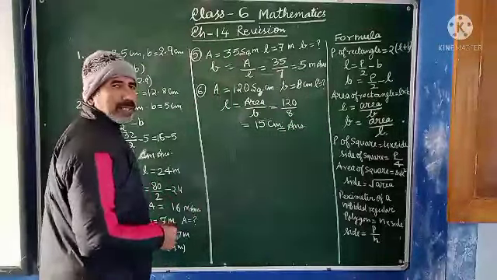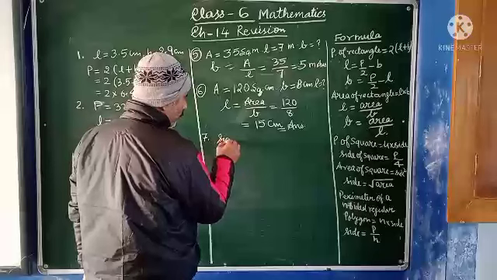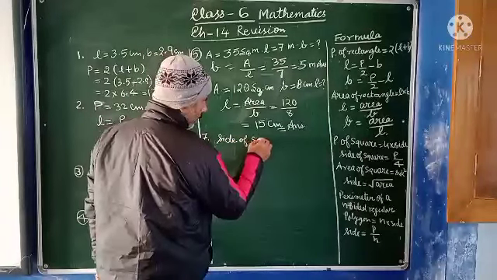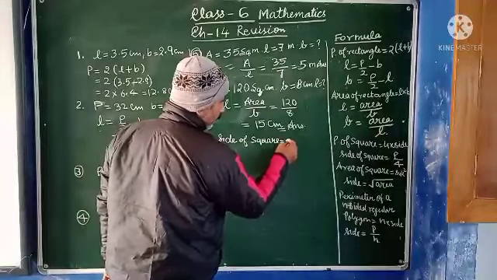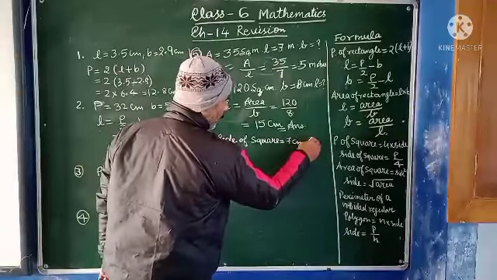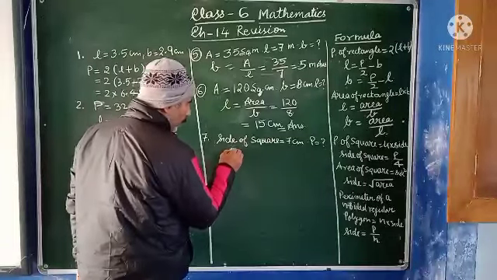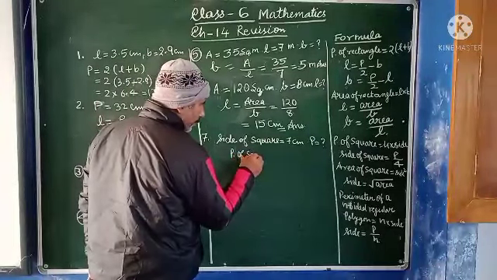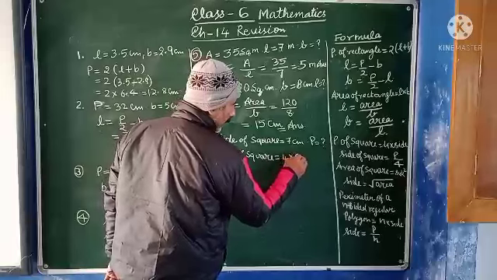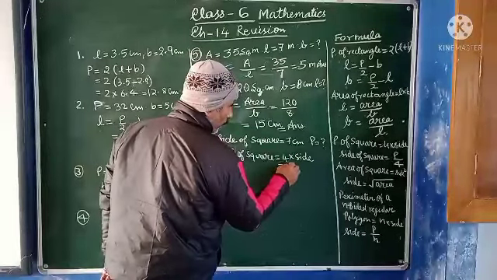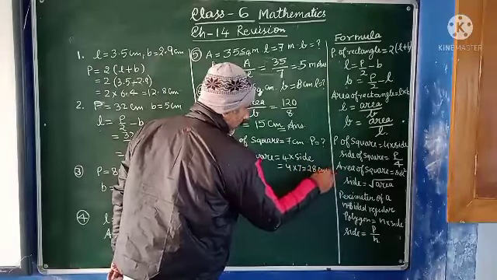Now a problem related to the square. The side of a square is given, suppose it is 7 centimeter. You want to find the perimeter. So you just write the formula of perimeter and substitute the value. Perimeter of square is equal to 4 into side. So 4 multiplied by 7, you will get 28 centimeter, and this is the answer.